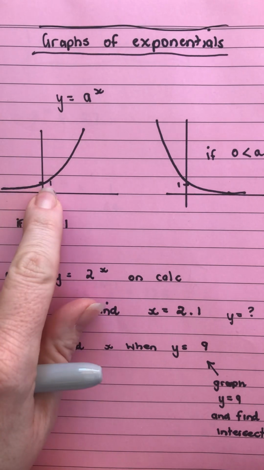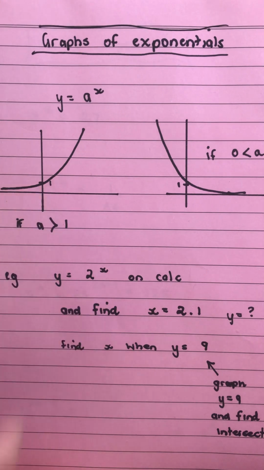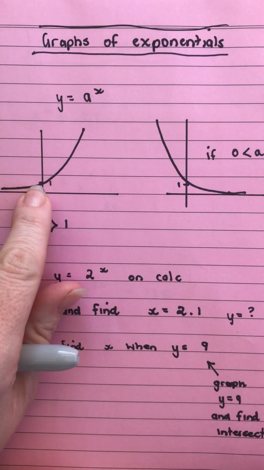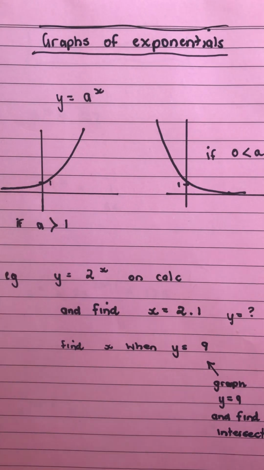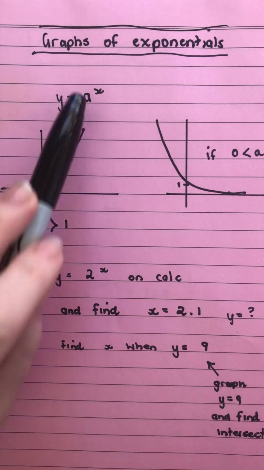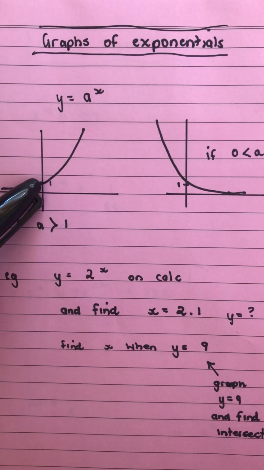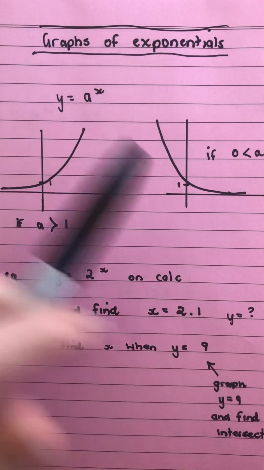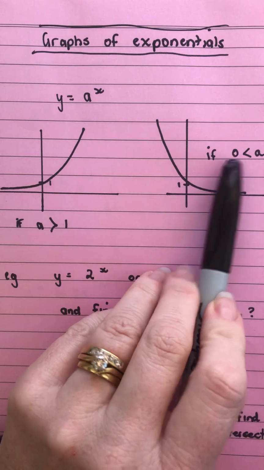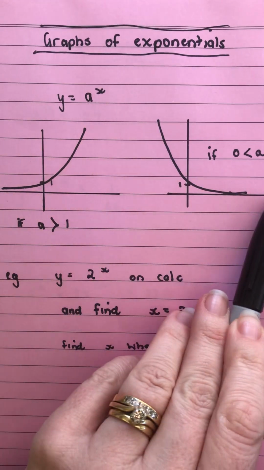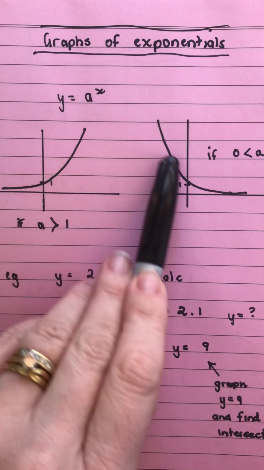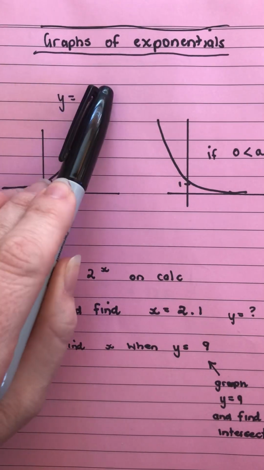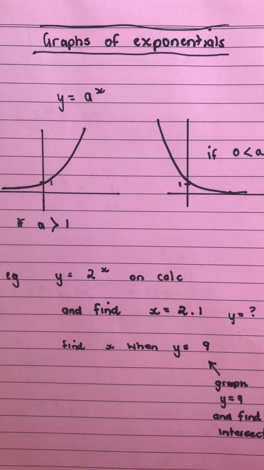And it also always cuts at 1, because if you think about it, this is when our x is equal to 0. Anything to the power of 0 is going to equal 1. So that's why we know for those cases where we have this format, it's always going to cut at 1, unless you have a number in front here that you're multiplying by. If your a is between 0 and 1, you've got a decreasing function there. So rather than increasing, you've got decreasing. But again, it's going to cut at 1 because we've still got a to the power of x, and anything to the power of 0 is 1.